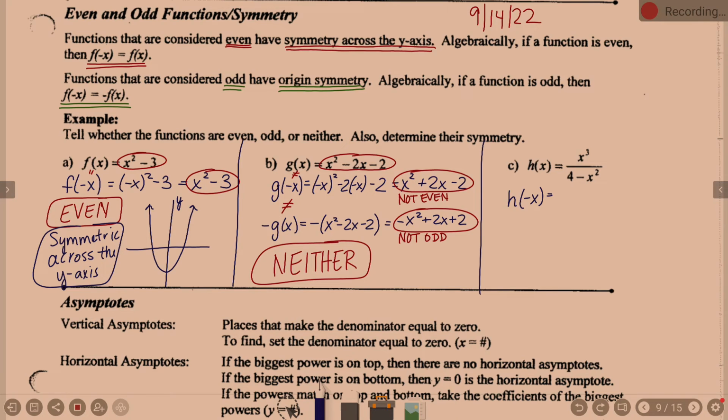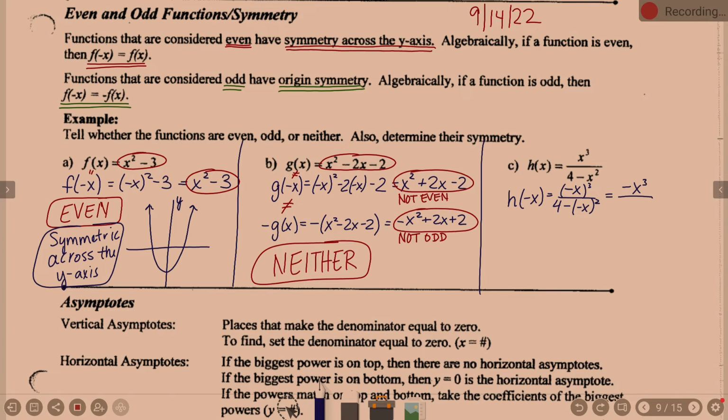And h of negative x. Is that x to the third on top? It is, isn't it? So we're going to do the negative of x raised to the third over 4 minus negative x raised to the second. Okay, negative x raised to the third. What's a negative raised to the third? Negative. A negative. So this is going to be negative x to the third.